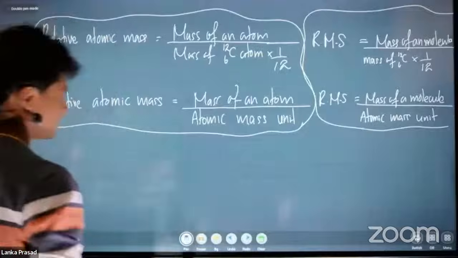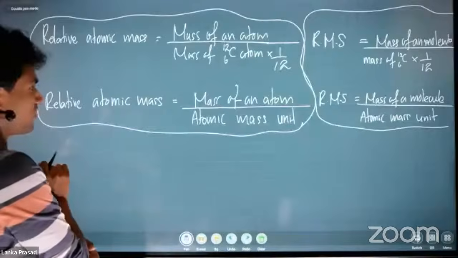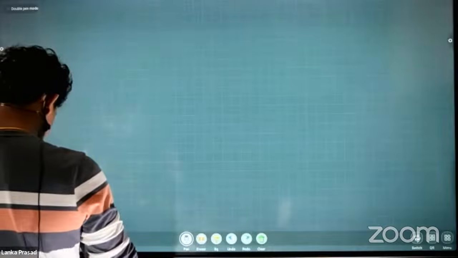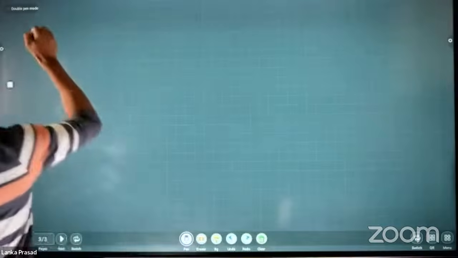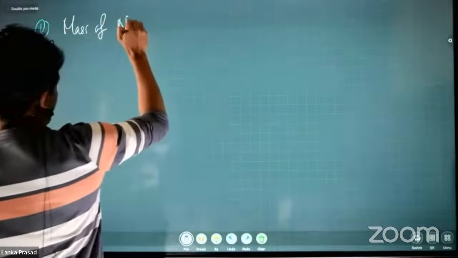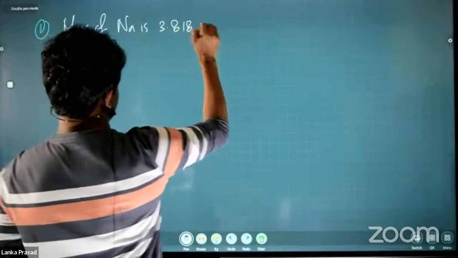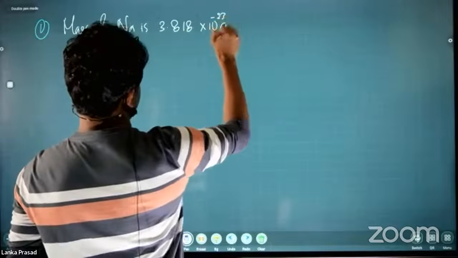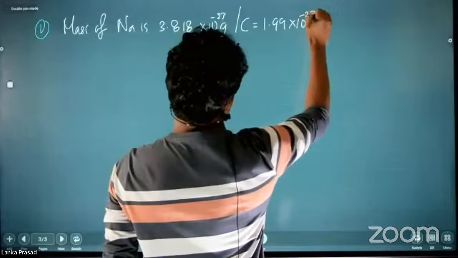Okay, fine. Now look at this. No need to memorize the values. Talking about sodium, the mass of sodium is 3.818 times 10 to the power minus 23 grams. The mass of carbon is 1.99 times 10 to the power minus 23 grams.